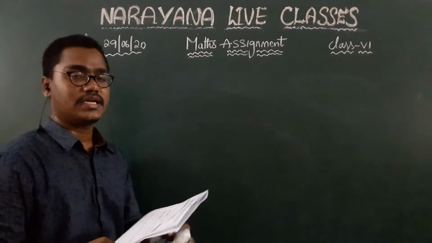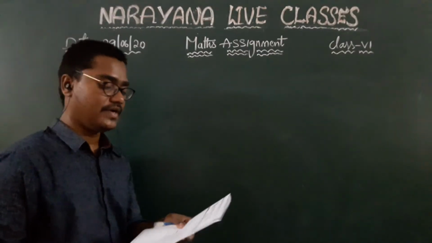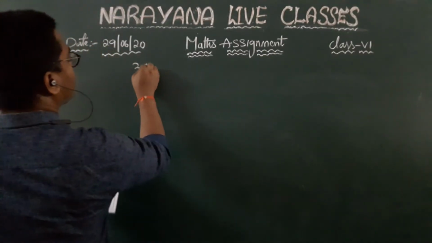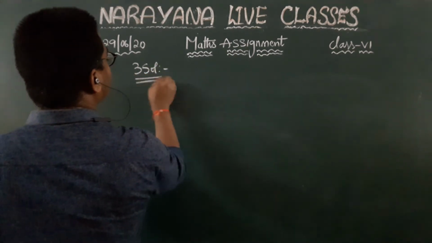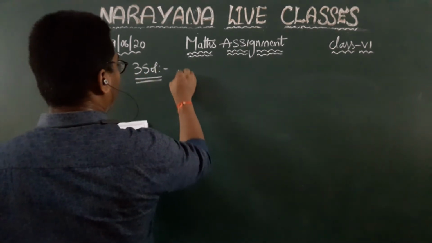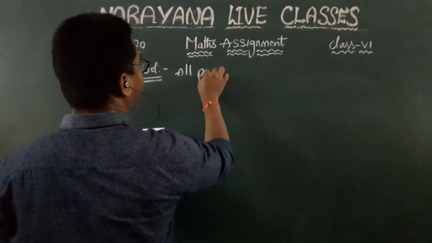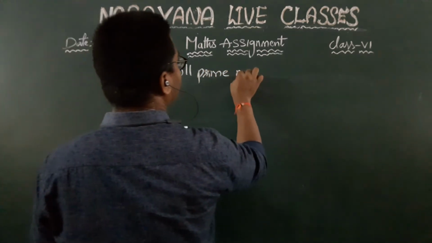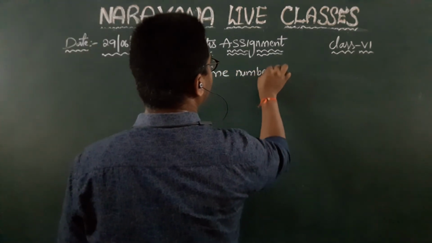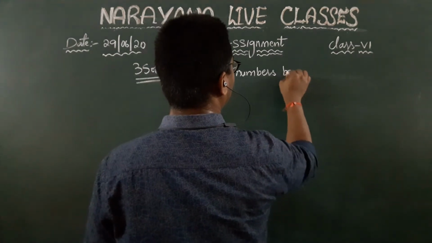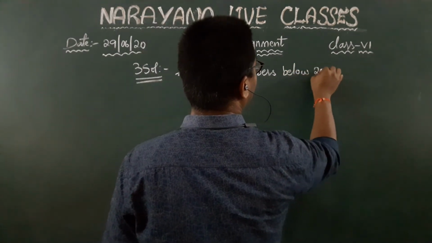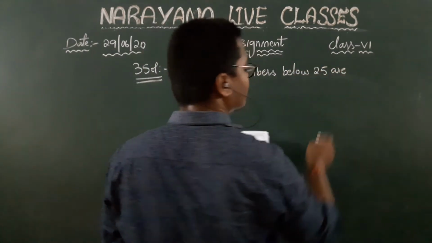The third question is, write all prime numbers below 25. The answer for this question is, all prime numbers below 25 are... So what is a prime number, children?